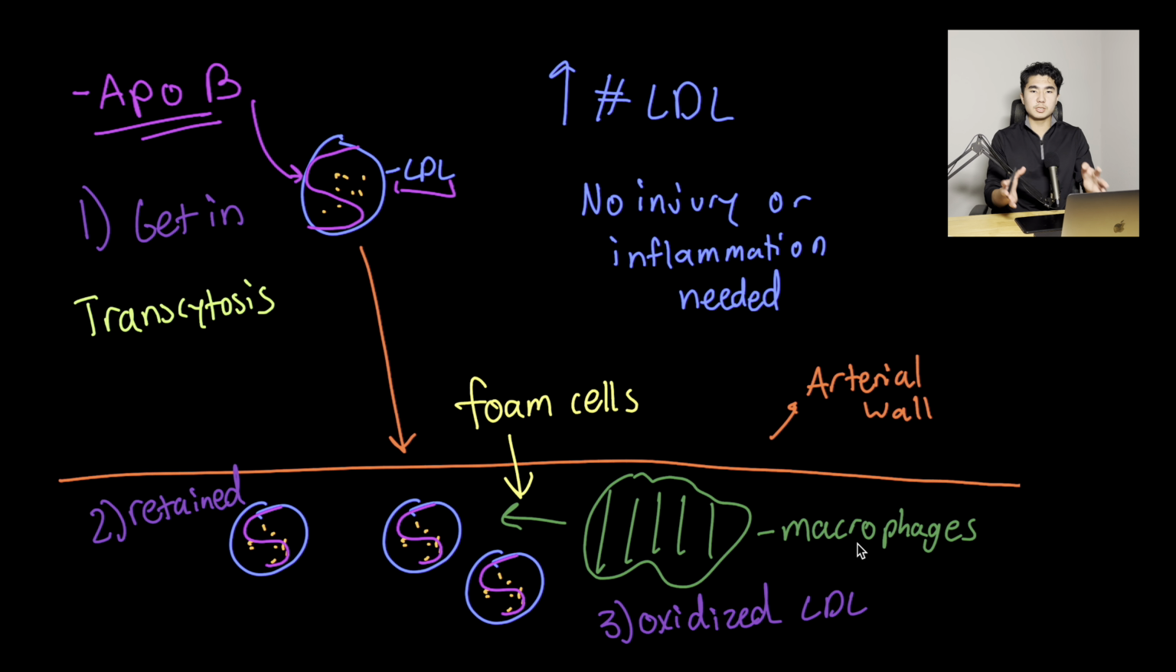So this response to retention model is basically telling us that this LDL needs to go into the arterial wall first, then it needs to be retained, then it needs to initiate this immune response to create these foam cells, and that's when atherosclerosis will occur.